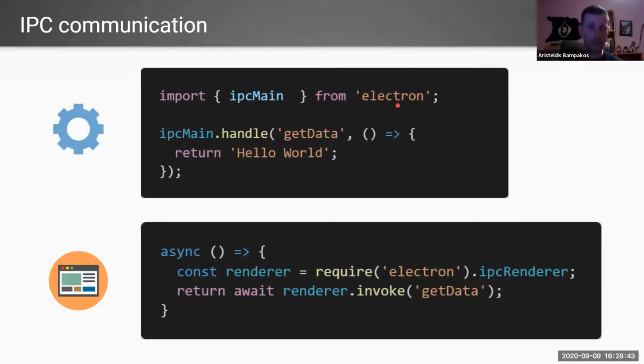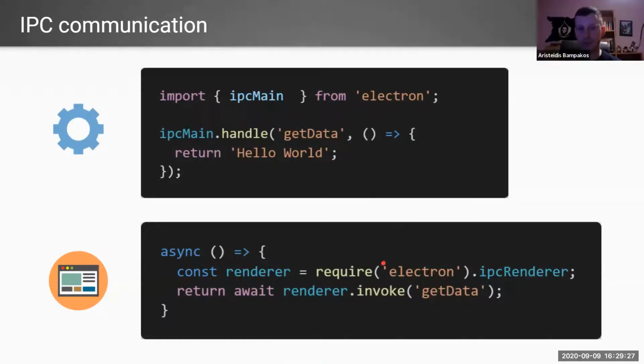The main process would use the ipcMain object that it can import from the Electron module. Now, this ipcMain object has a method called handle, which behaves similarly to an event listener. When we say handle, we can say that we add an event listener. The first parameter is the name of the event, getData, and the second parameter is an arrow function that will be executed when someone calls this getData event.